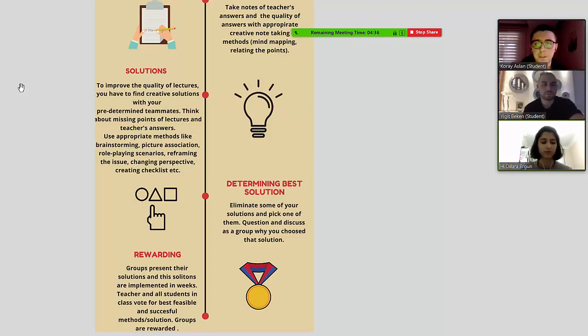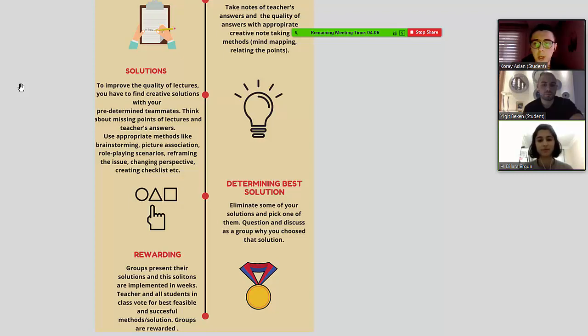As a fifth step, we have determining the best solution. Eliminating some of your solutions and picking one of them. This is the task for our groups. They eliminate some of the solutions and select one of them. They question this solution and discuss as a whole group why they chose that solution.